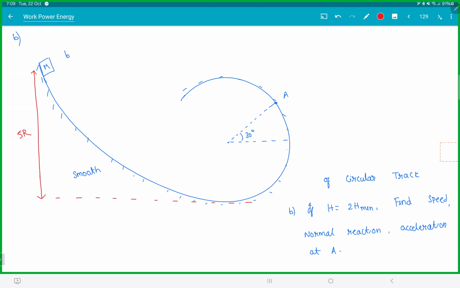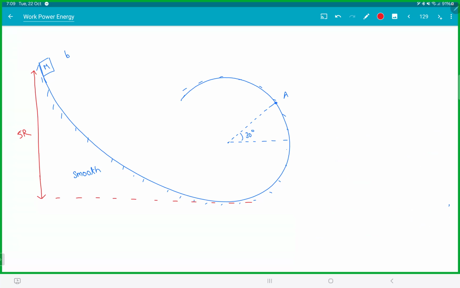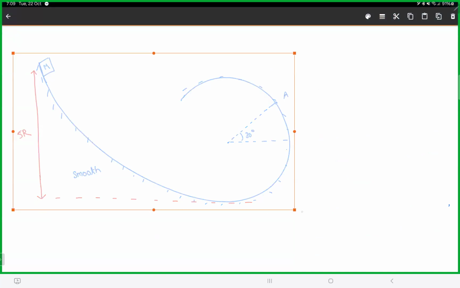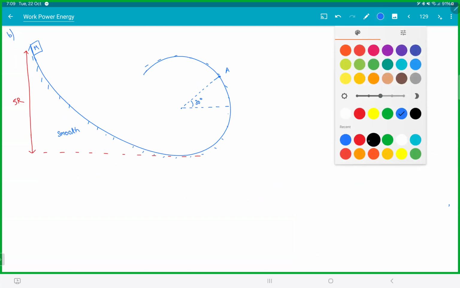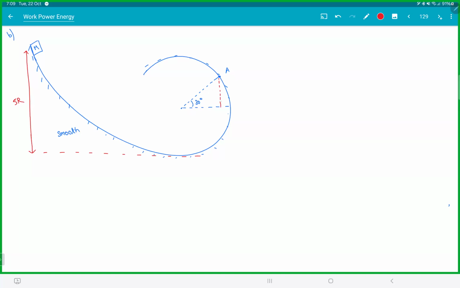Okay, let's see the speed at least. So this is 30 degrees. So this height will be r sine 30. That is r by 2. And this height will be r. This is my state 1.